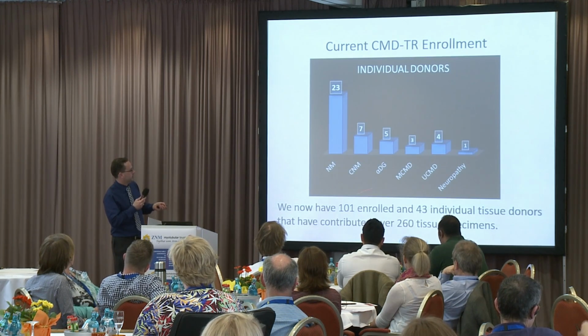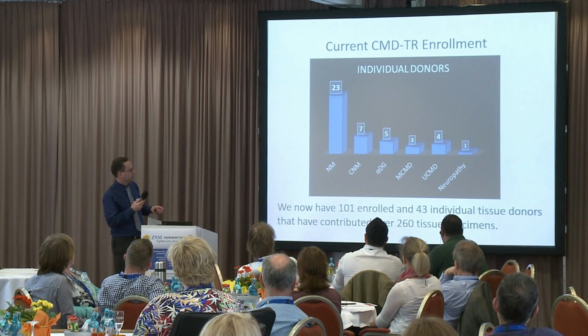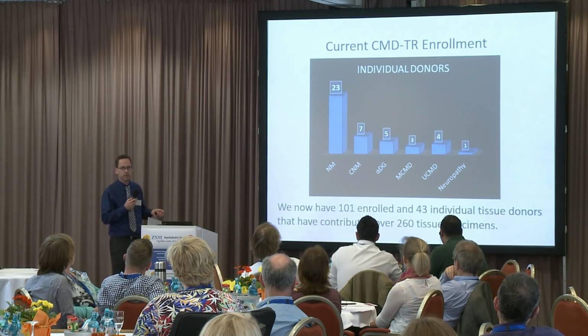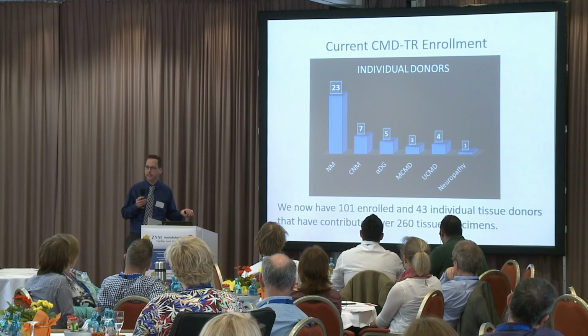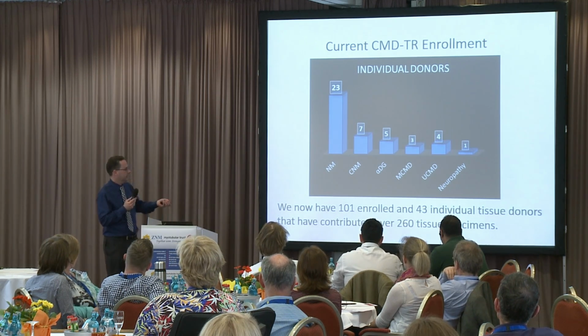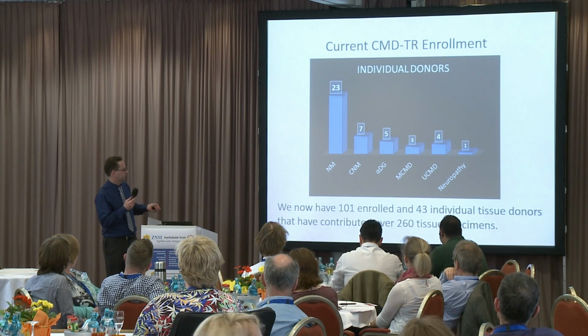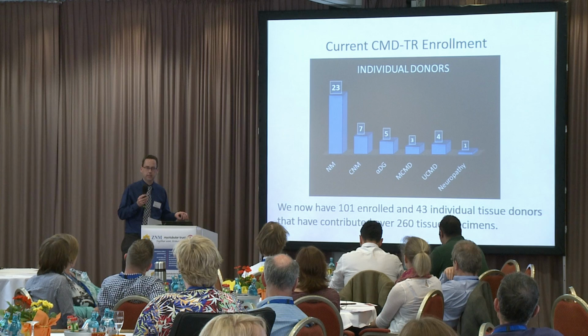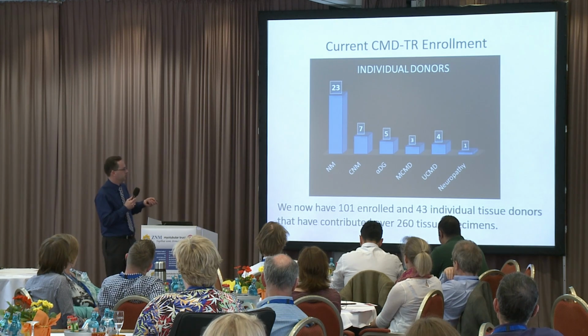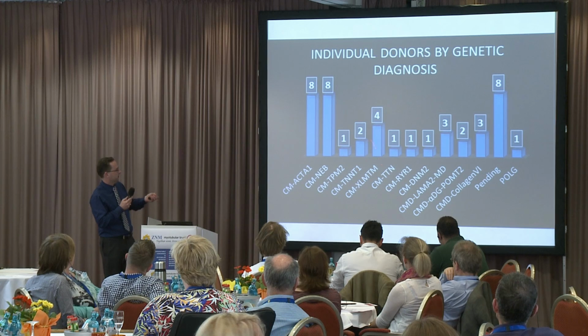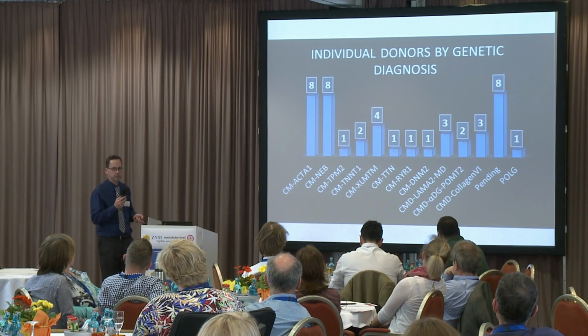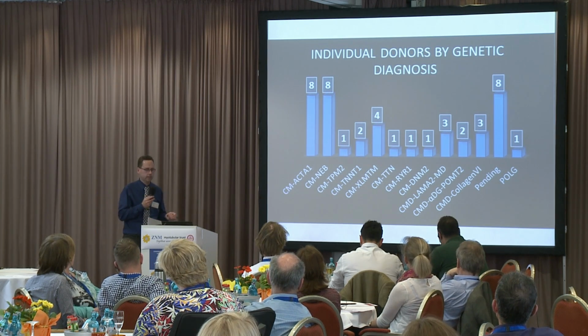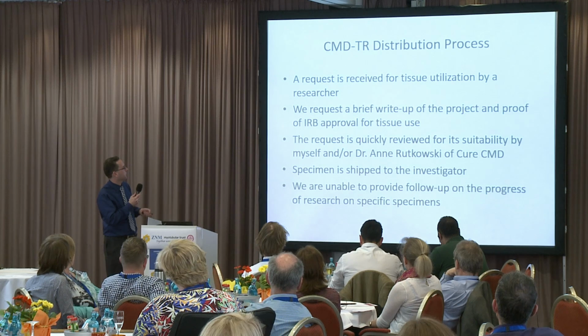We have 101 people enrolled in the last couple of years, more enrolled than donors because not everybody had a tissue specimen. We do have 43 individual donors who have contributed over 260 specimens. Some of the autopsy collections had 40 or 50 specimens apiece. And you can see there's 7 CNM patients, 4 of which are MTM patients, and several of the others are related to other congenital myopathies.